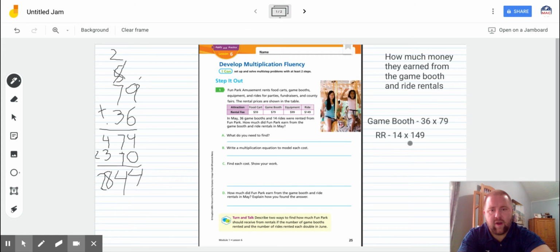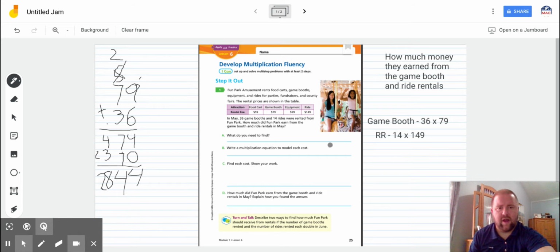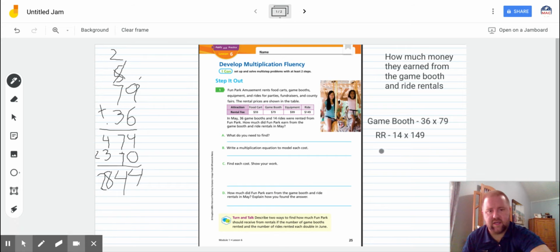Now I have to do the other problem, which is 149 times 14. Just for the sake of saving time, I'm just going to plug that in and get my answer, which is 2,086. If I need to find the total cost, I would take my 2,844 and I would add the 2,086 to get my total cost here.